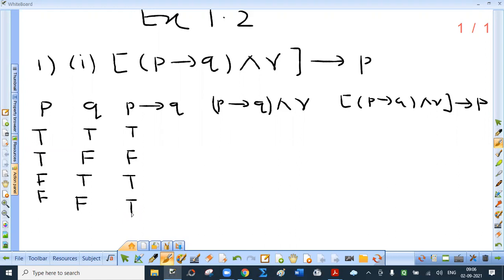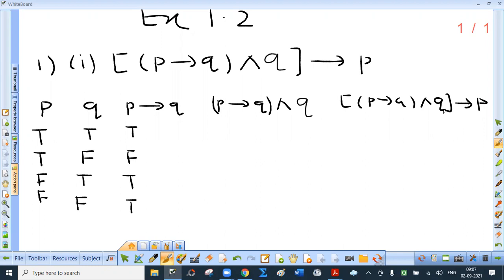Now, P implies Q and R. And R, what is that? Not R, I'm sorry. The first one is P implies Q and Q. I'm sorry. This is not R, this is Q. I wrote Q instead of R. Okay, I'm sorry. Now this is correct. P implies Q and Q.